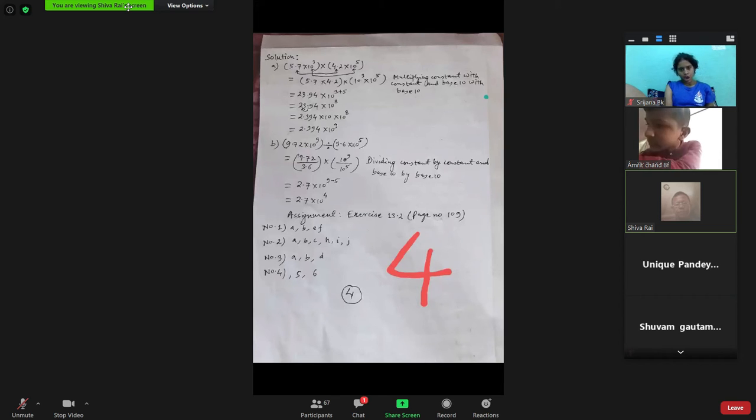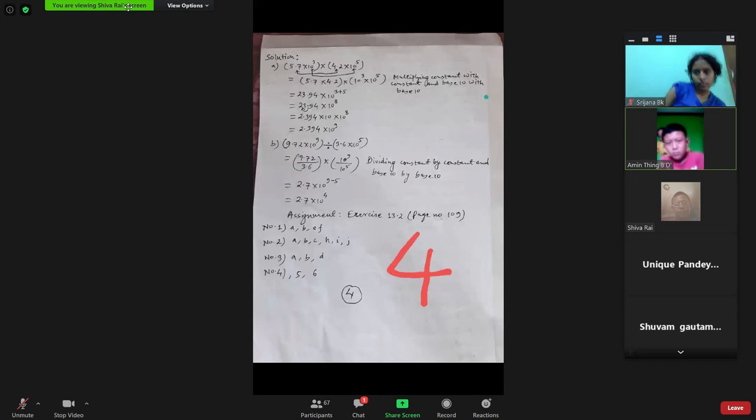So now you look here. Finally, what are we getting? 2.394, 10 into 10 to the power 8 is 10 to the power 9, where powers are added. Now you look at B number. B number is 9.72 into 10 to the power 9 divided by 3.6 into 10 to the power 5. Now here also divide constant by constant and base 10 by base 10. Very easy. If you have this idea, it becomes very easy.